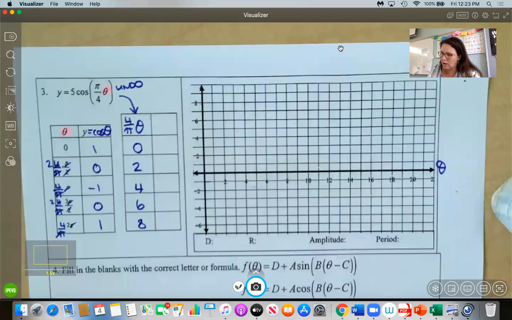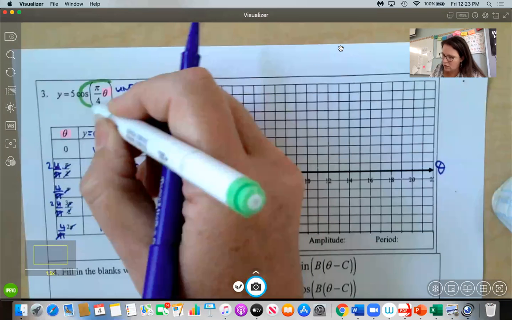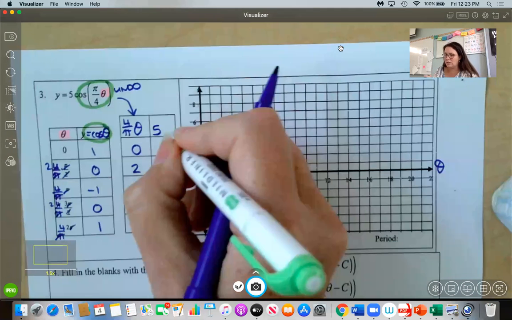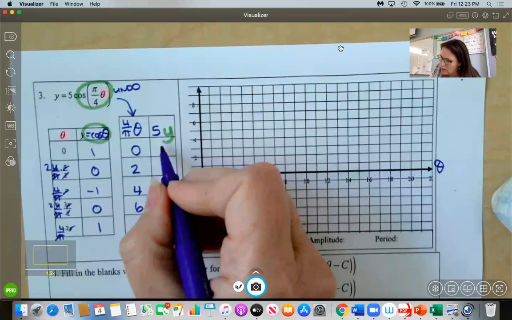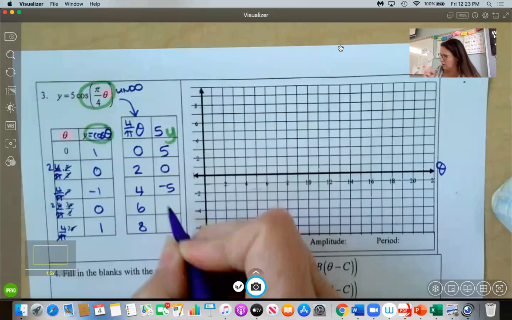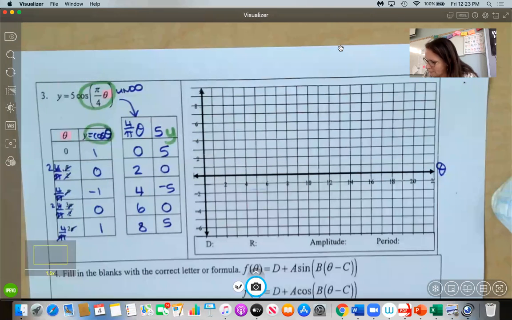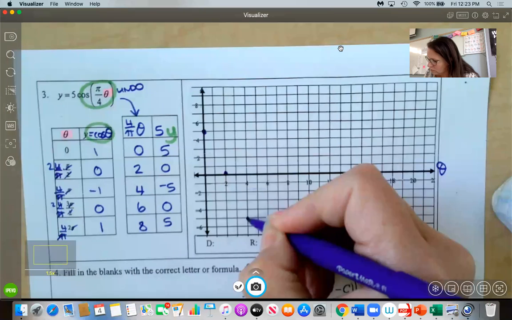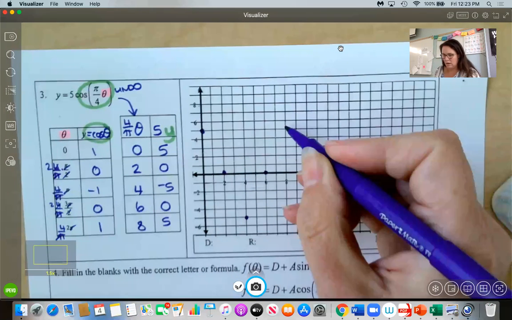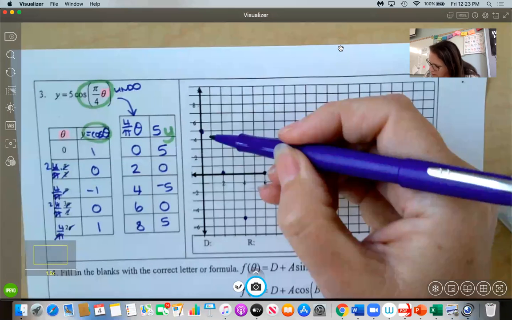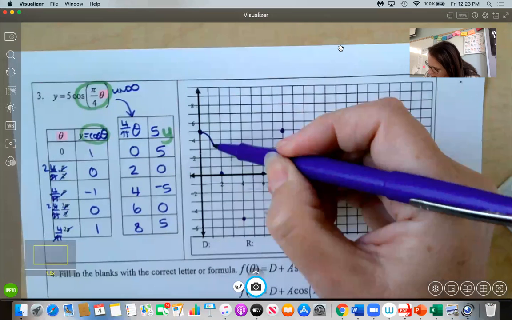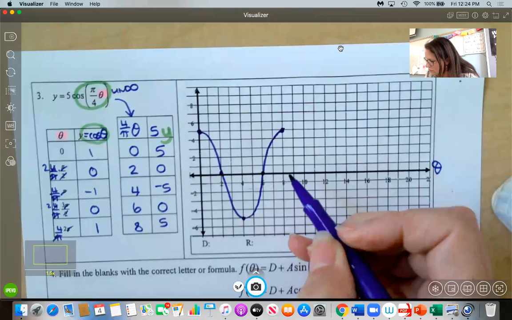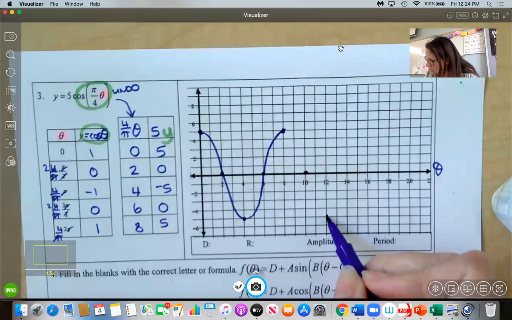Then we're going to look and see what is going on with our output. Our output, we're just multiplying the cosine by 5. So we're going to take our previous outputs that we've already calculated before and just multiply those by 5. So that part's pretty straightforward. And then go ahead and plot those points. And you want to try and draw this. It's going to be a little challenging to try and make it curvy, but do the best you can. And then you can continue that pattern through the rest of the coordinate plane.